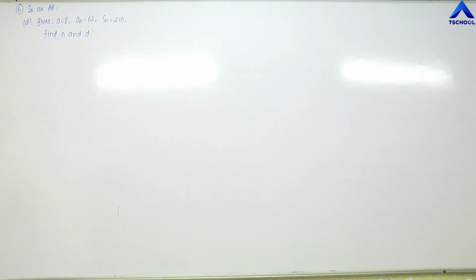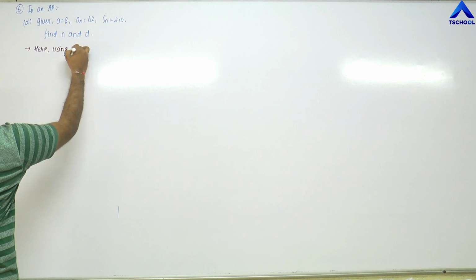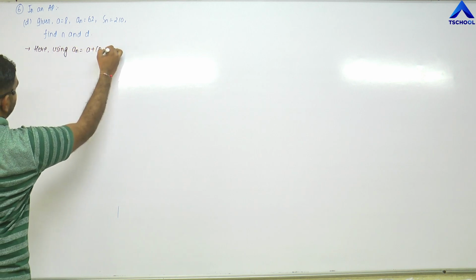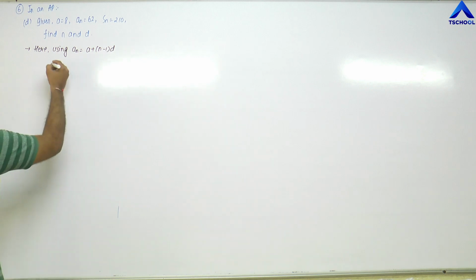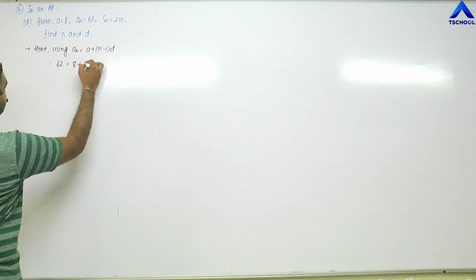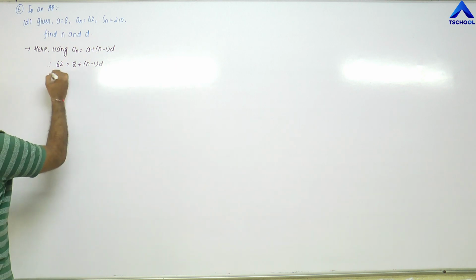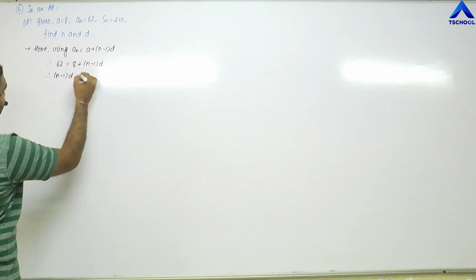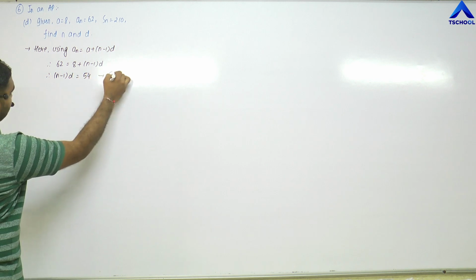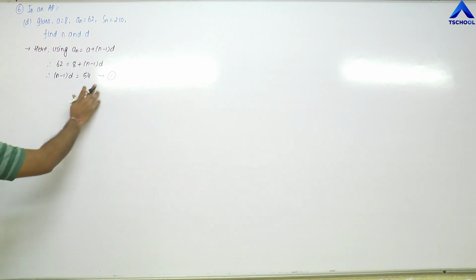And these two are the very important parameters of this chapter, whether to find out n or the value of d. So here, using an equals a plus n minus 1 into d. Therefore, 62 is equals to 8 plus n minus 1 into d, right? And we can find out that n minus 1 into d is equals to 54. That is the first equation. Okay, friends, now let us keep it as it is.